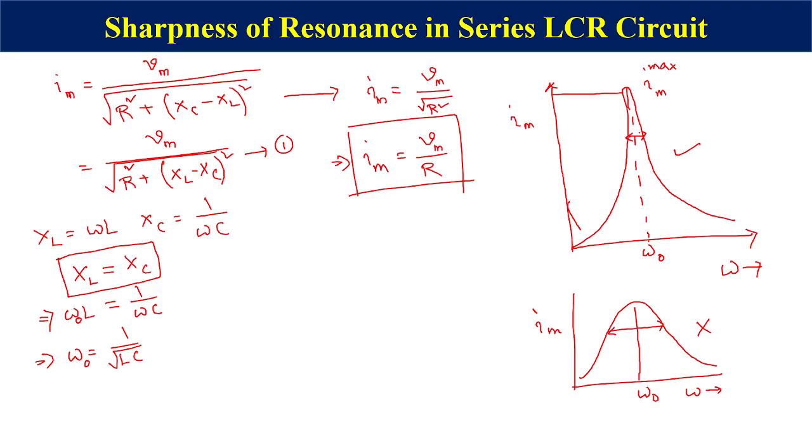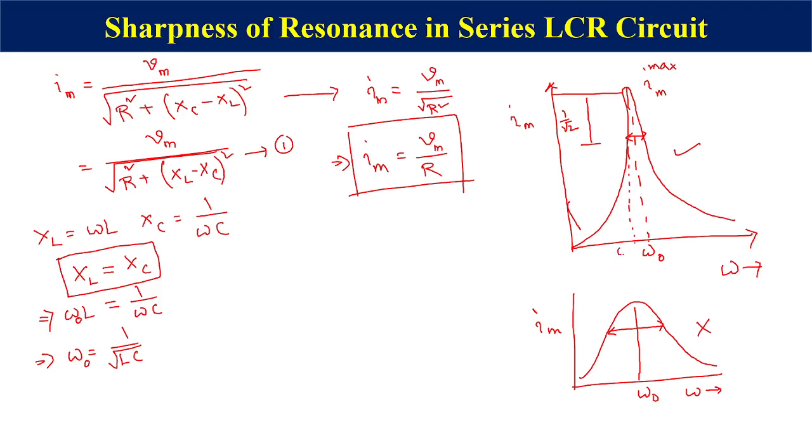So what we will do instead is analyze this width at the point where the current falls from the maximum by 1 upon root 2. We will analyze this particular thing at the point where the current falls off from the maximum value by 1 by root 2, and ask what the frequency difference is. That means we will just put a straight line down.